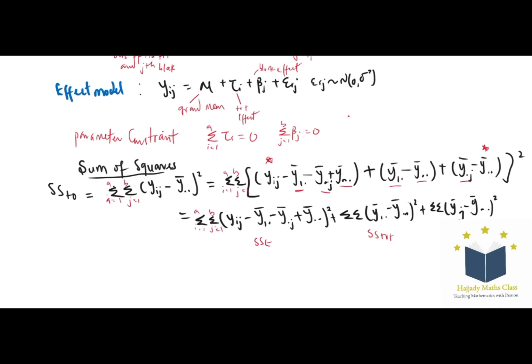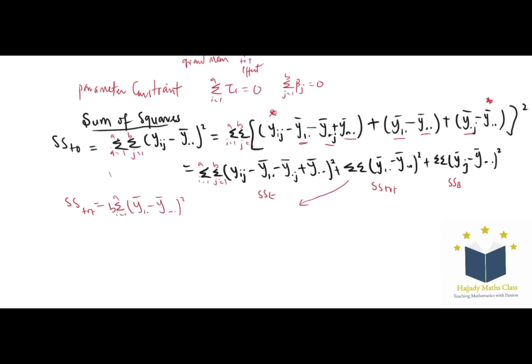Decomposing this further, our sum of squared treatment is the same thing as b times the sum from 1 to a of Y bar i dot minus Y bar dot dot, all squared. Don't forget, this is what I brought here.